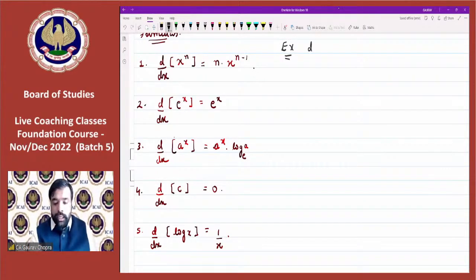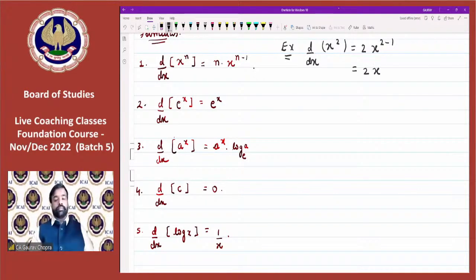So if we have to calculate d by dx of x square, then what will be the result? 2 will jump forward and the power of x will reduce by 1. So what will be the final result? 2x. So the derivative of x square is 2x.